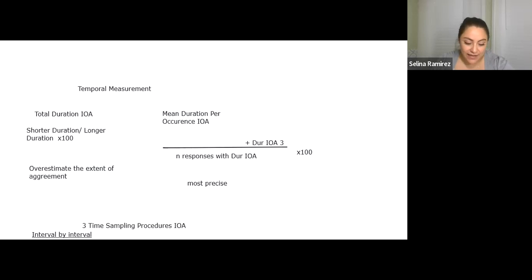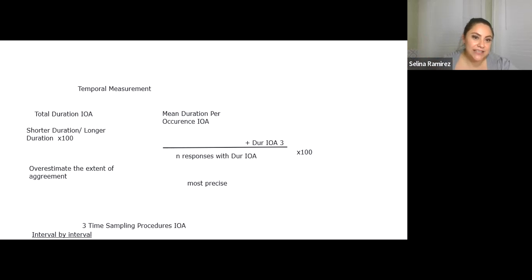Off on chapter 5. We were talking about IOA, and we kind of skipped over IOA obtained by event recording, and we just went straight into the more complicated ones. So we're going to go back and talk about IOA for data obtained by event recording.